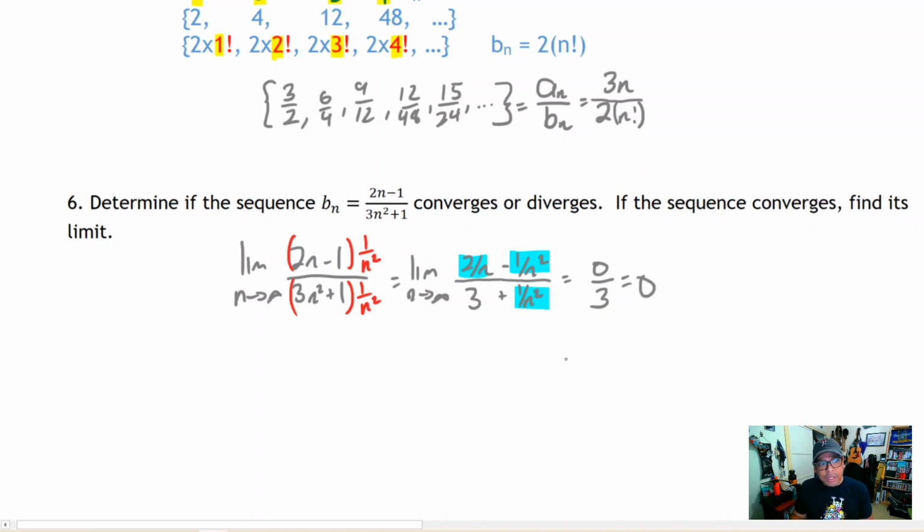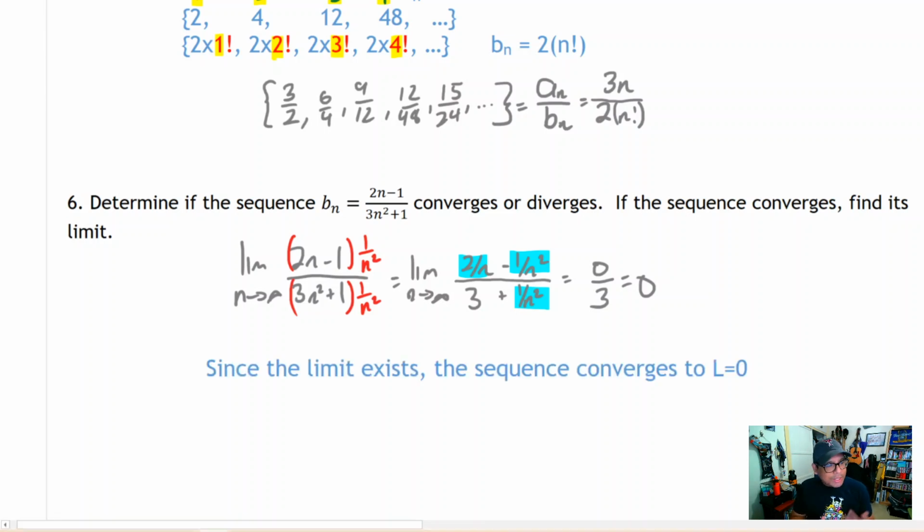Since there is a limit to the explicit formula, this sequence is actually going to converge to that limit, so this sequence converges to L equals 0.